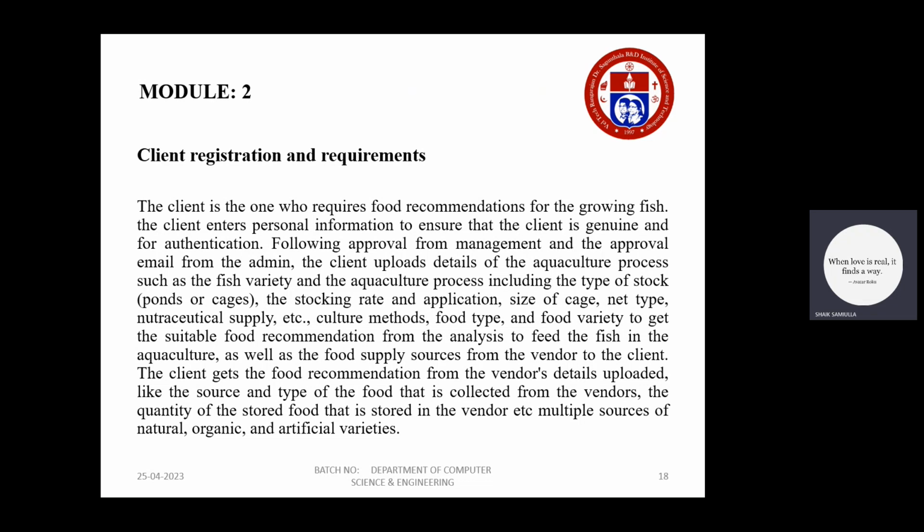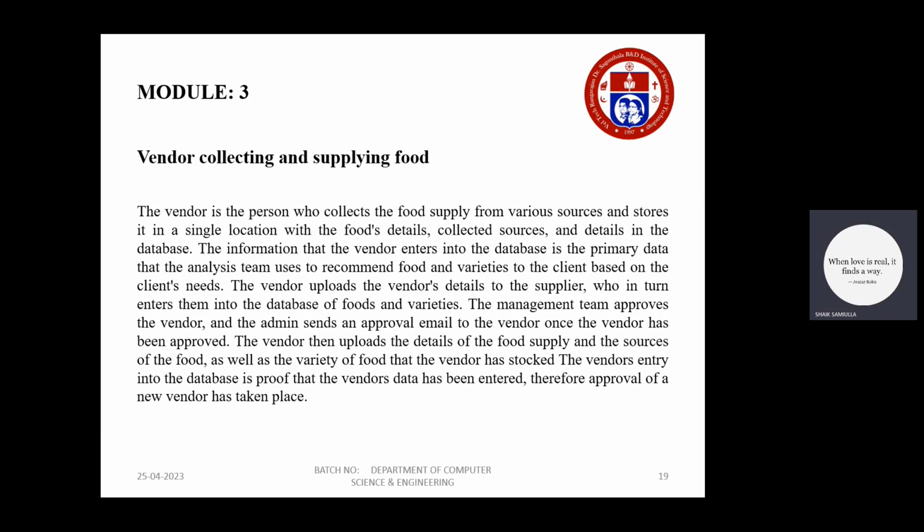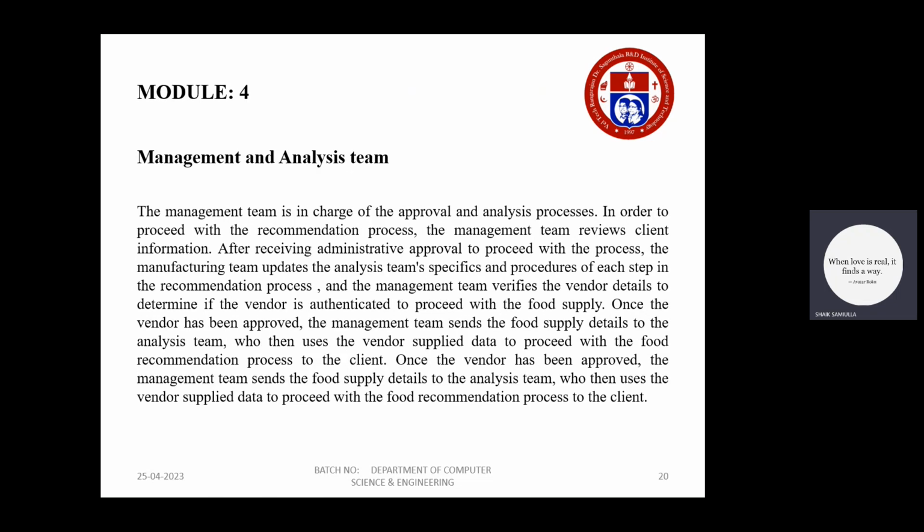So module 2 is client registration and requirements. Here the clients need to fill in some basic details and their requirements and need to get approval. And module 3 is vendor collecting and supplying food. Here the vendor collects the food from various sources, and vendors also have login details in which they save the location, the food details, and the collected source in the database. So this is the work done by the vendor, collecting and supplying the food and maintaining the details of the food, what type of food it is and everything.